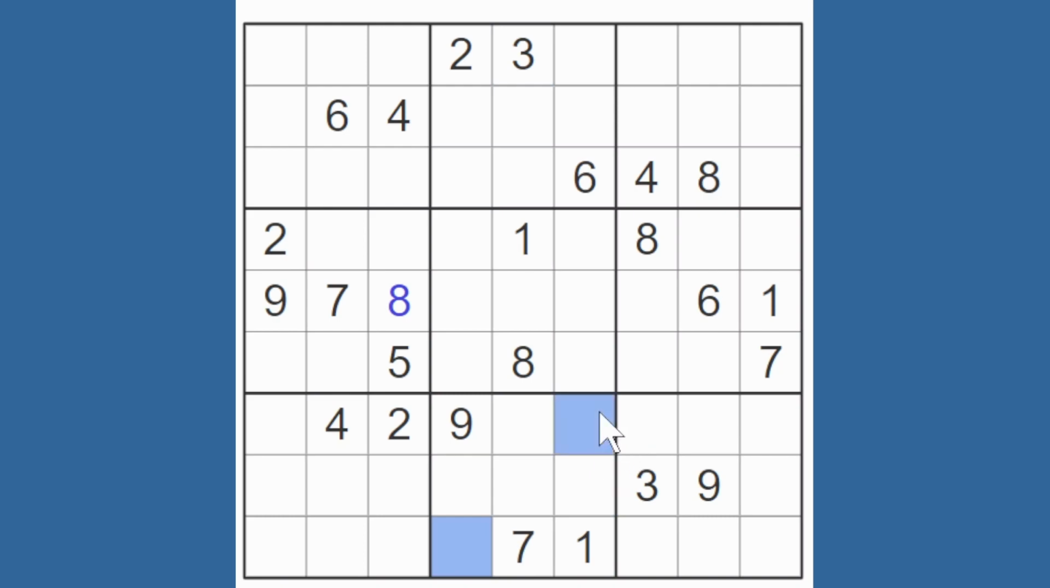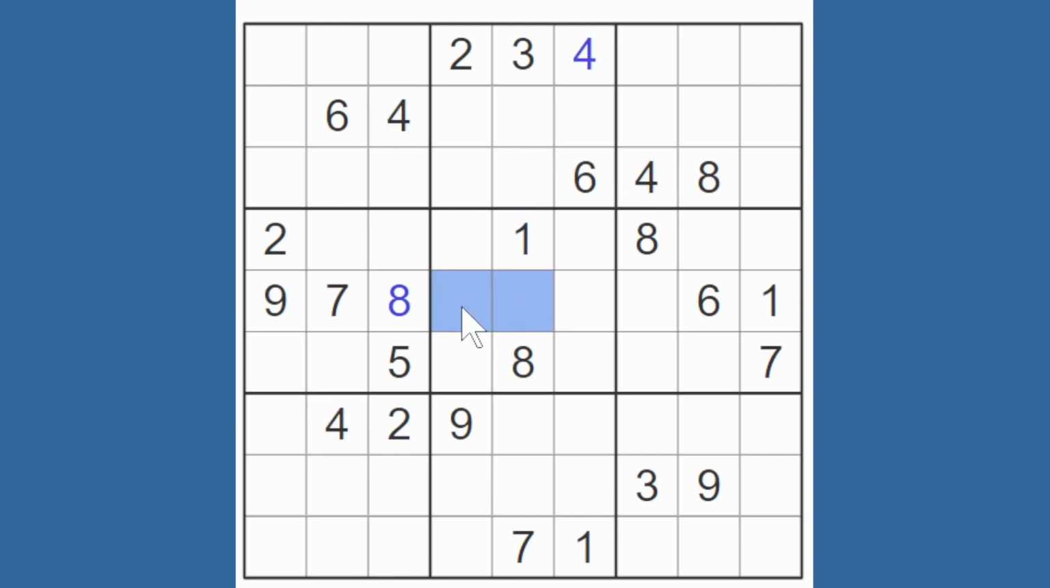Threes must go here or here, and 6 here or here. We also have a 6 blocking over and a 6 blocking down, making one of these a 6, and therefore one of these must be a 6. A 1 must go up here somewhere. Oh, and a 4. A naked 4 goes here.